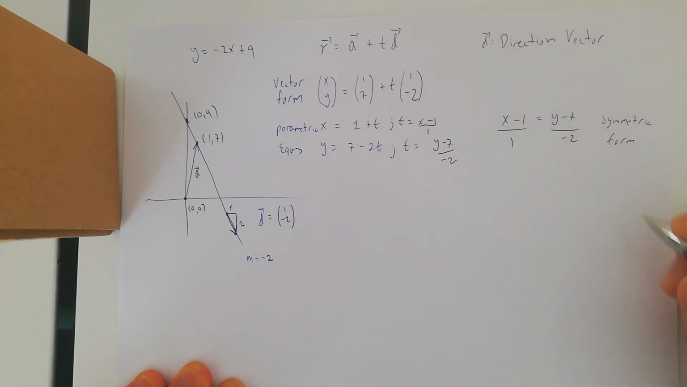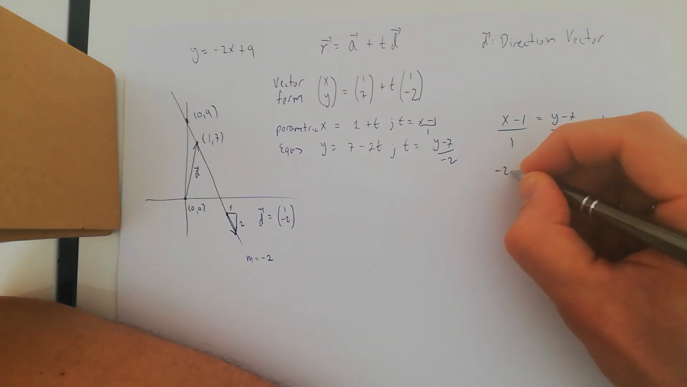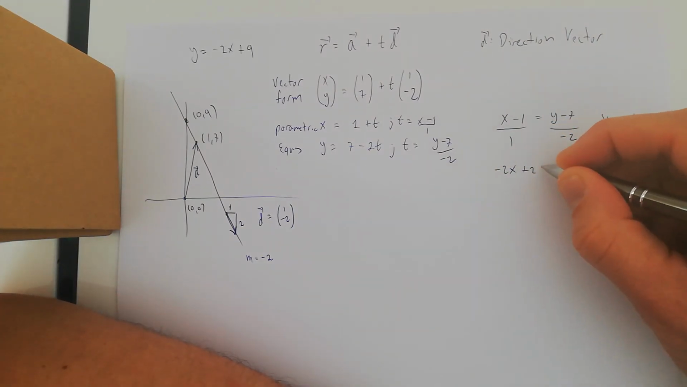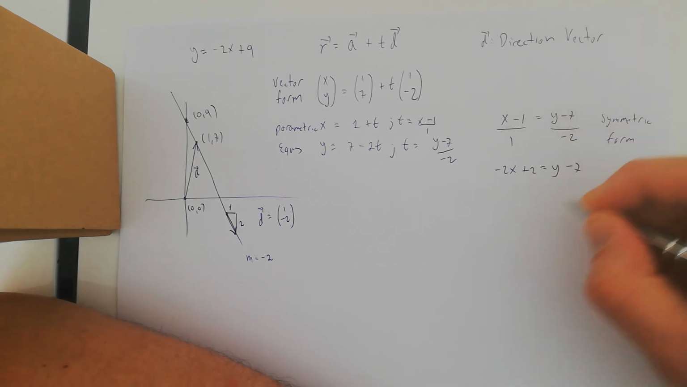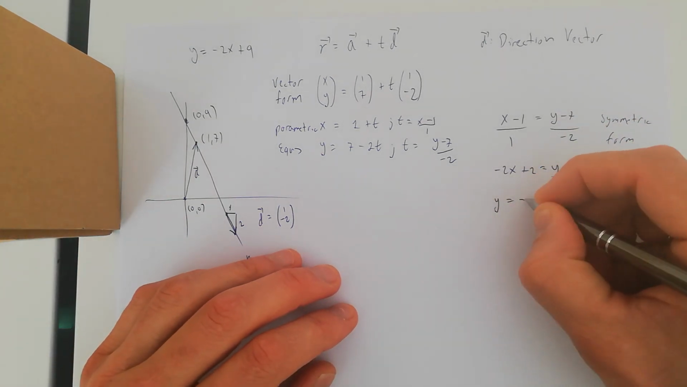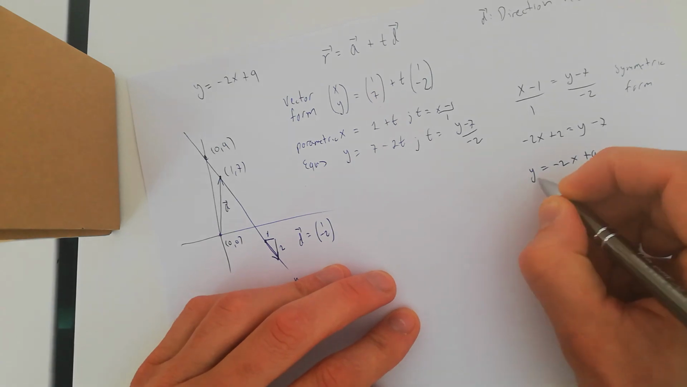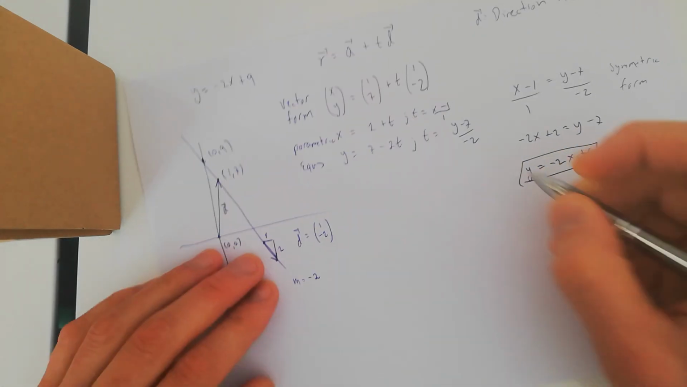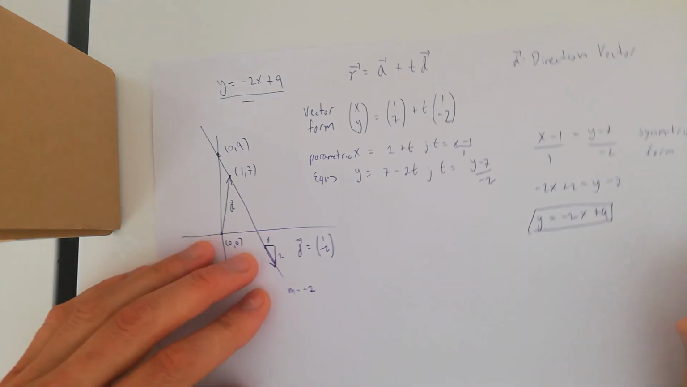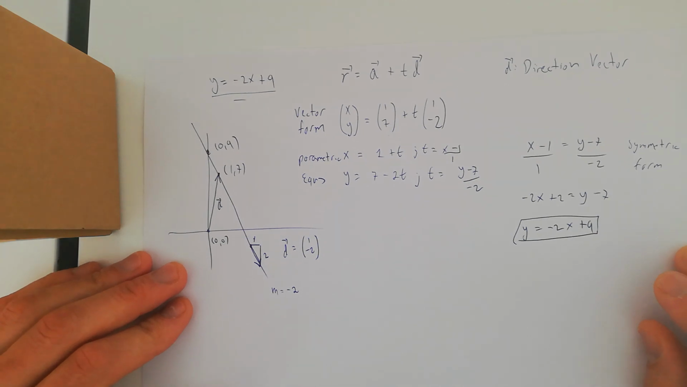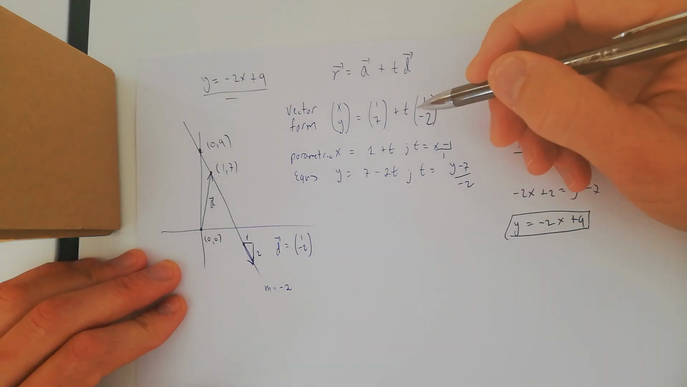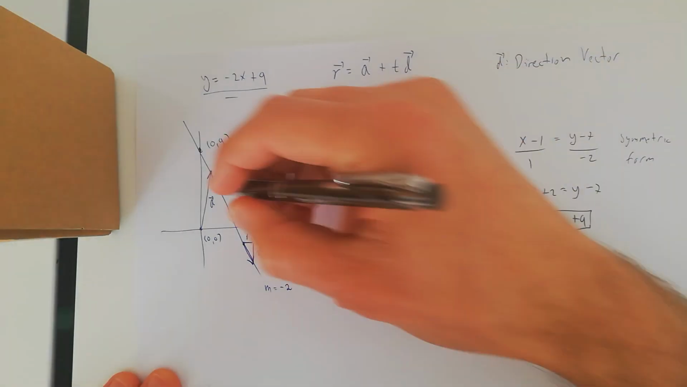This is called the symmetric form of the line. This equation in reality, if you think about it, it's like y equals mx plus b. We just multiply by minus 2, so we get minus 2x plus 2 equals y minus 7, or y equals minus 2x plus 9, which is what we started with.